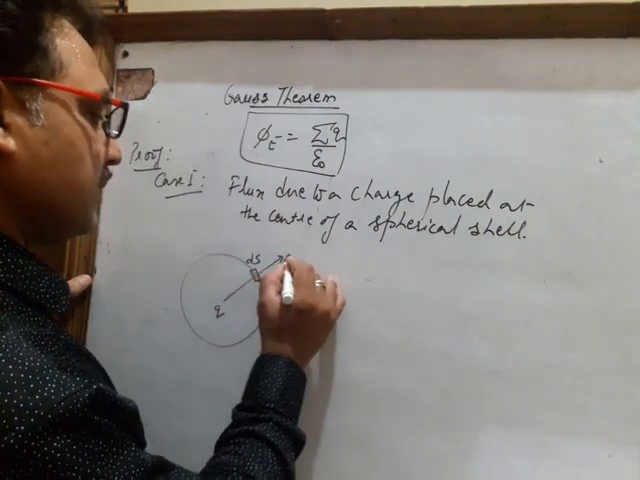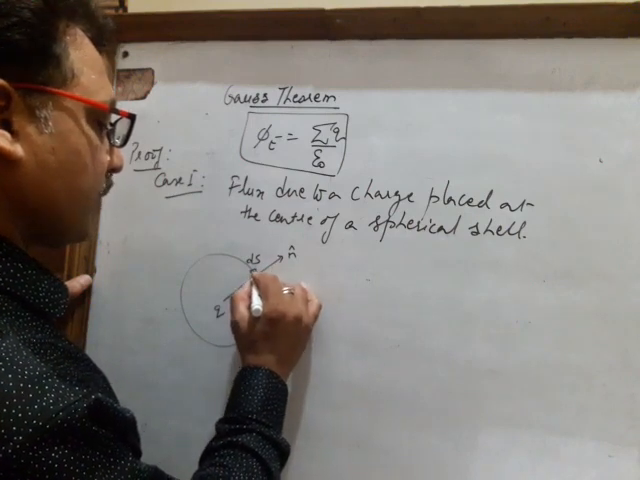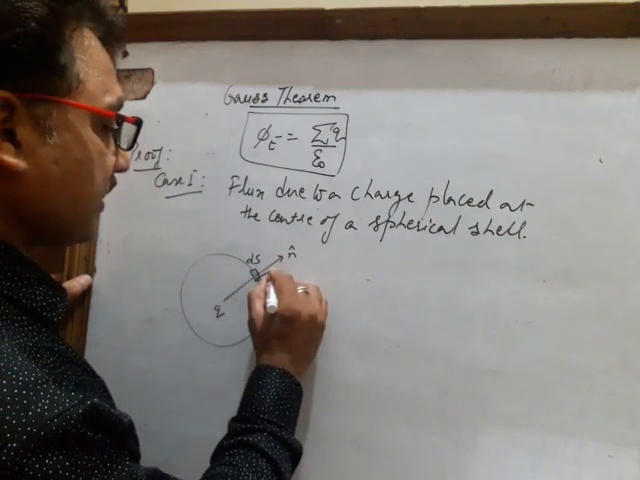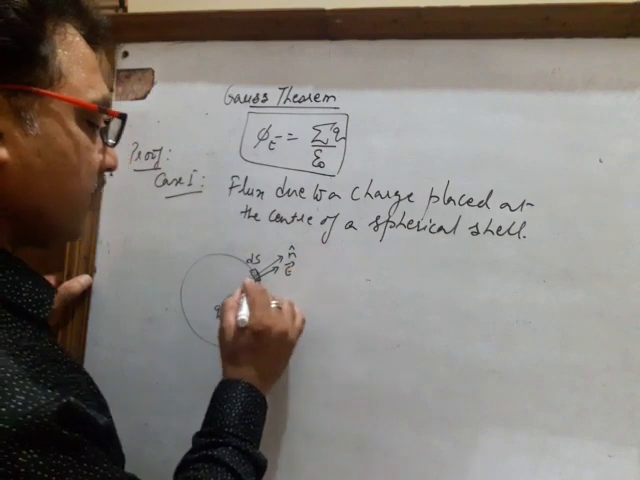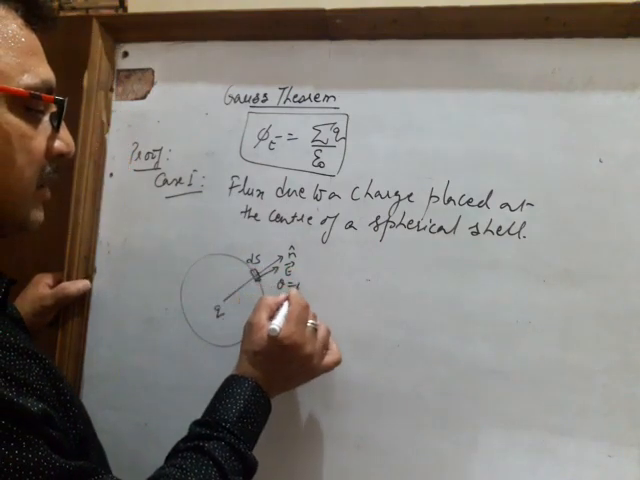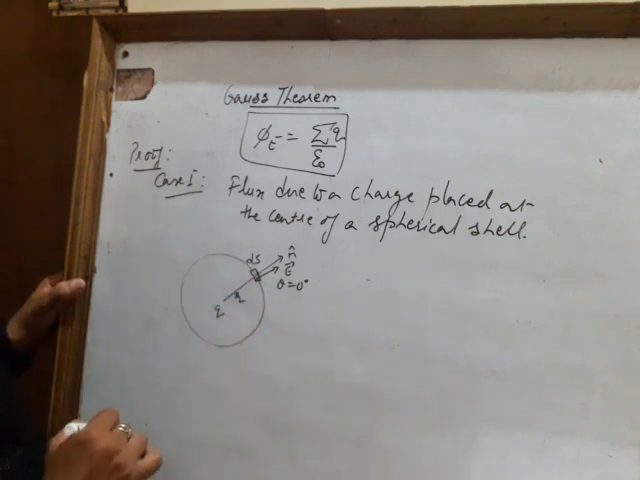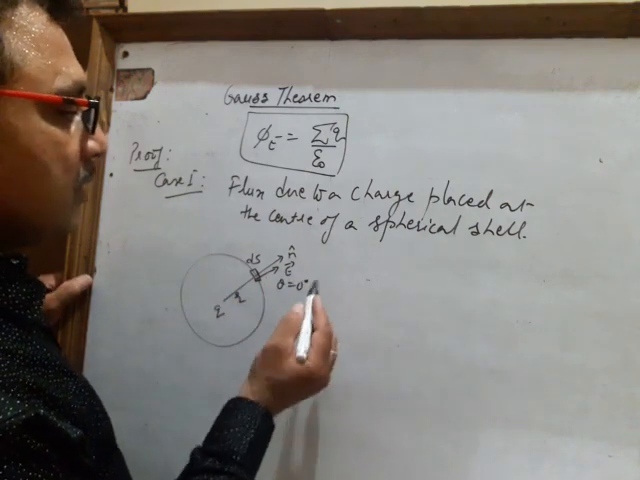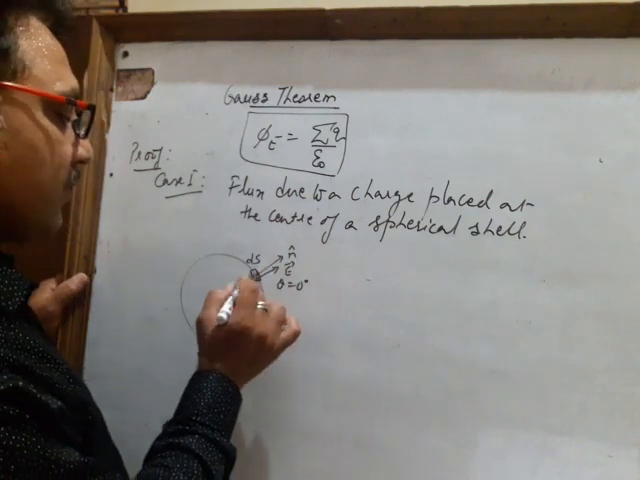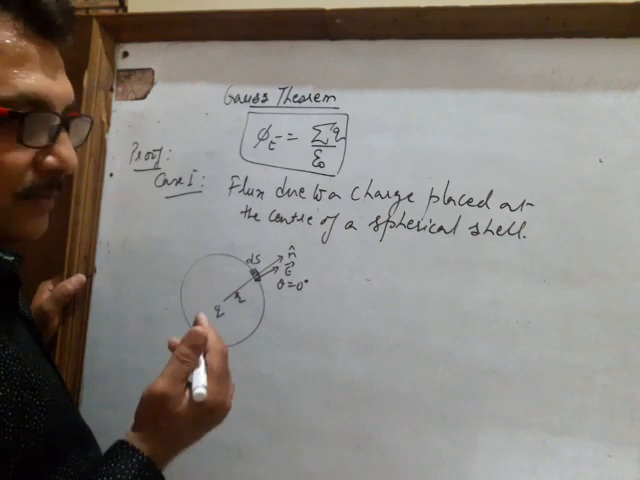This is n cap, perpendicular to the area, and electric field lines are also perpendicular to the surface. So what is the angle between the two? Theta equal to 0 degree. This is r. Okay. So what is the small amount of flux which is coming out from this elementary area?